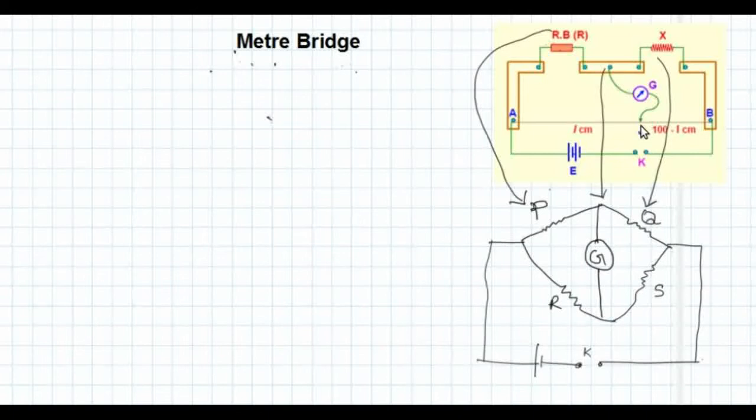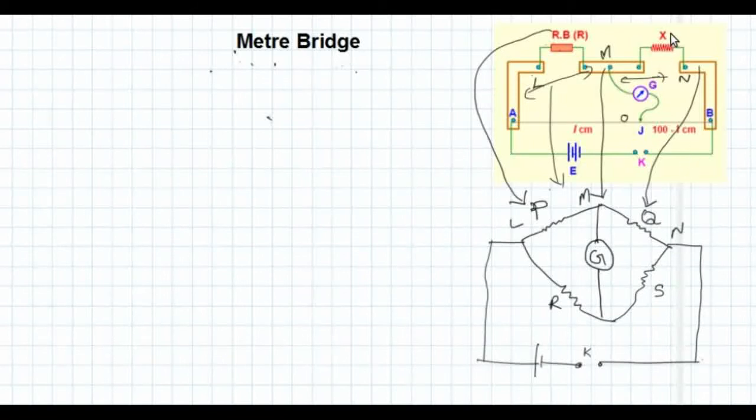The only difference is this point J can be moved, or this jockey can be moved over this wire, so that the point J will be varying. Then let L, M, N and O represent the different parts of this meter bridge. Then the side LM is nothing but the side of the Wheatstone's bridge where the resistance P is connected.